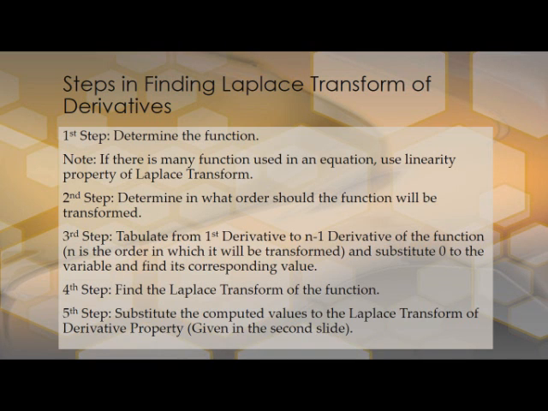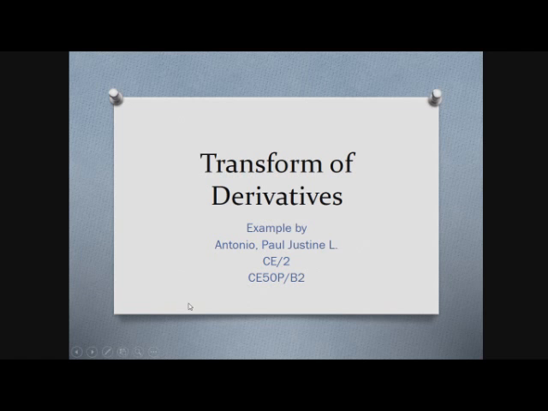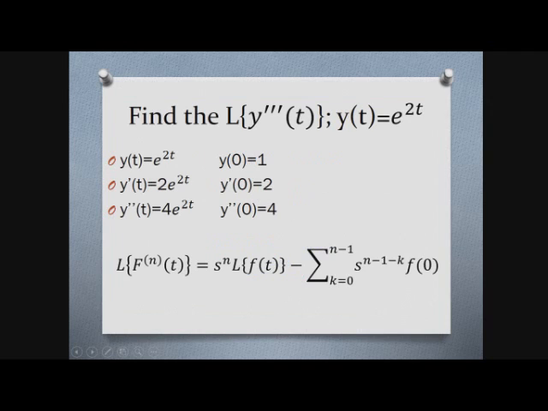The fourth step is to find the Laplace transform of the function. Last is to substitute the computed values to the Laplace transform of the derivative property. The Laplace transform of derivatives. For example, we are asked to find the Laplace transform of y triple prime of t, where y of t is equal to e raised to 2t.